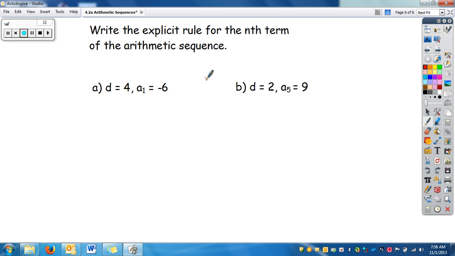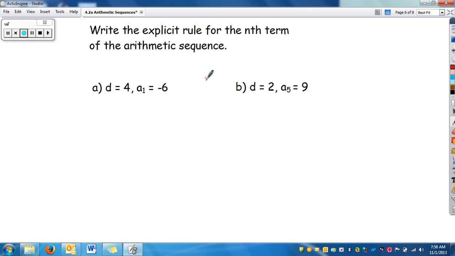Alright, so the last examples: you need to write explicit rules for the nth term of the arithmetic series based on this information. So remember, your formula is a sub n equals dn plus a sub 0. Alright, so your difference is 4, and your first term is negative 6. So let's look at what the sequence would look like. We know we have negative 6. Our difference is 4, means we're going to add 4, so the next one is negative 2. And then it would be 2, and 6, and so forth.